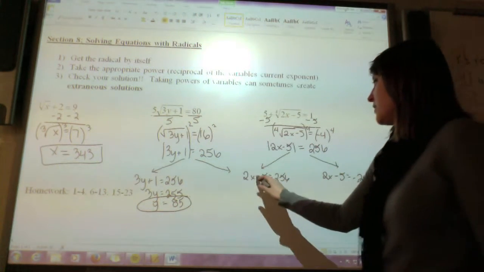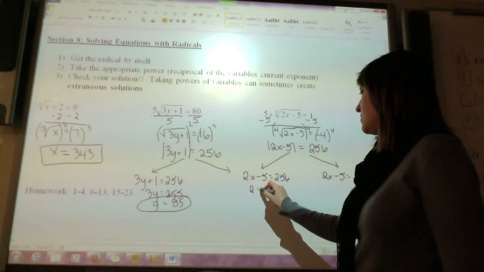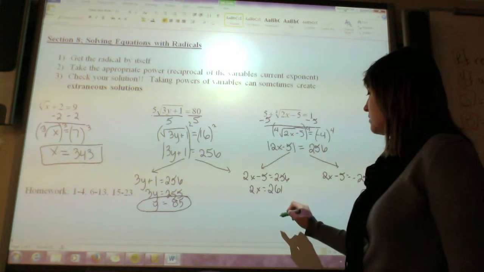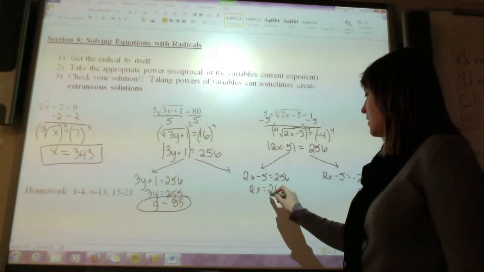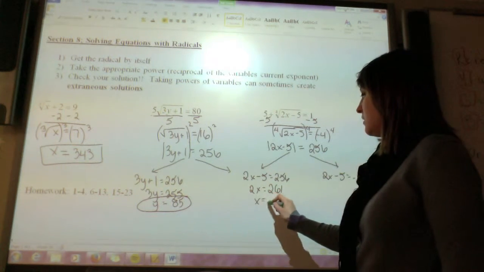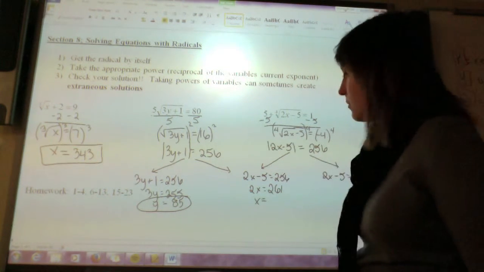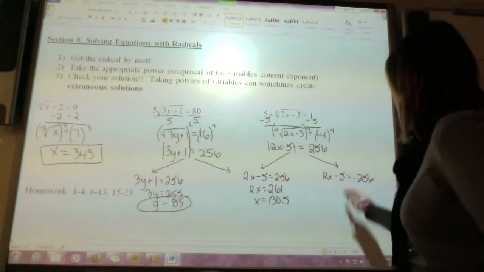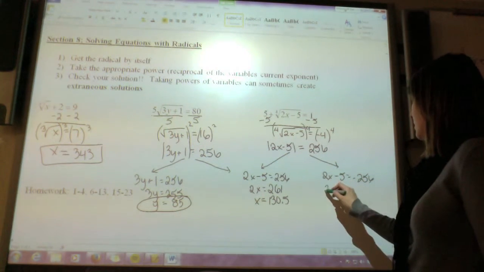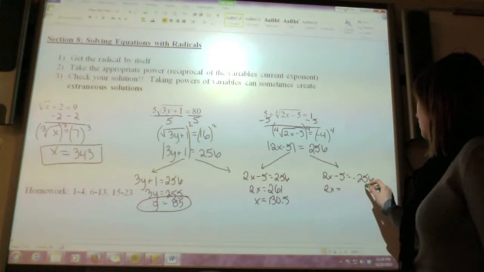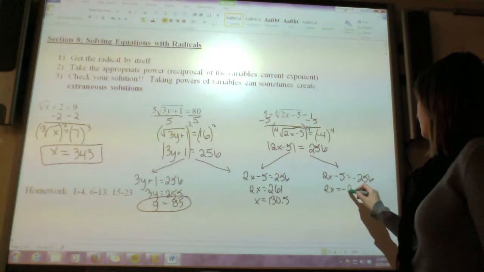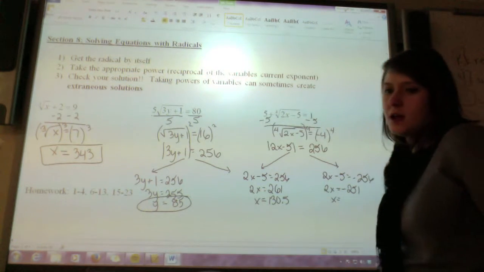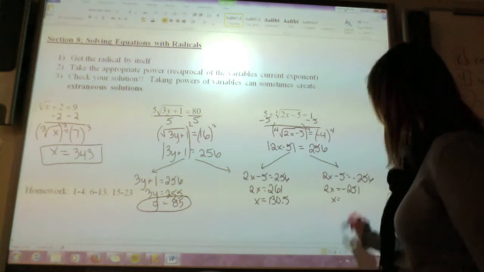If I solve this one over here, I add 5, and I get 2x equals 261. And then I divide by 2, and I get x equals 130.5. Over here, if I add that 5 on, I get 2x equals negative 251. And for my x, I get x equals negative 125.5.